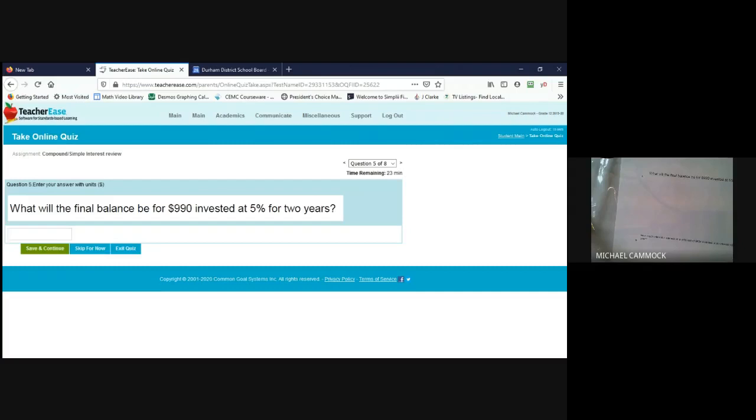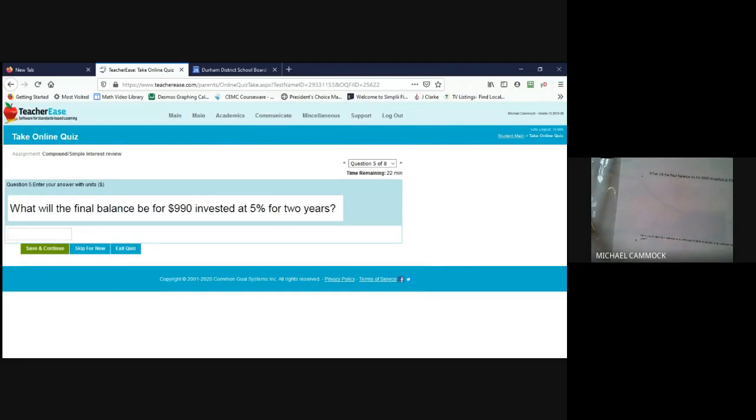Second question, is it interest only or is it amount? Read the question. Interest only or amount? Amount, absolutely, because it says what will be the final balance. So it means including what I put in the first place. So I'm putting in 990. I'm going to wait for 2 years. I'm going to get 5%, and I'm going to get some interest added on, and then I'm going to have that as my final balance. That's what we're going to work on right now.